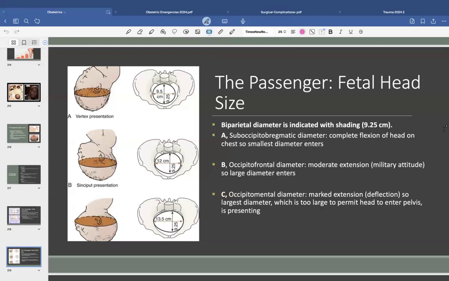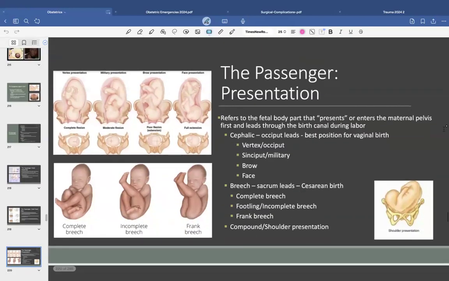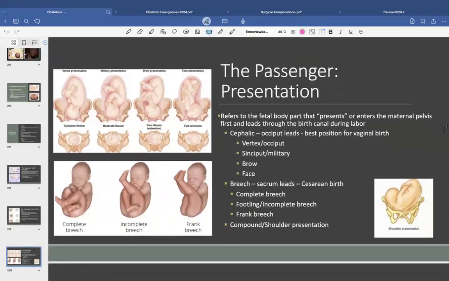All right, presentation we talked about already. Cephalic occiput anterior is the more ideal. But there are others, that we said these are more mouth presentations. This refers to the fetal part of the body that presents again. Breech usually requires cesarean. Occasionally, they are able to turn babies around, but that does not always work.